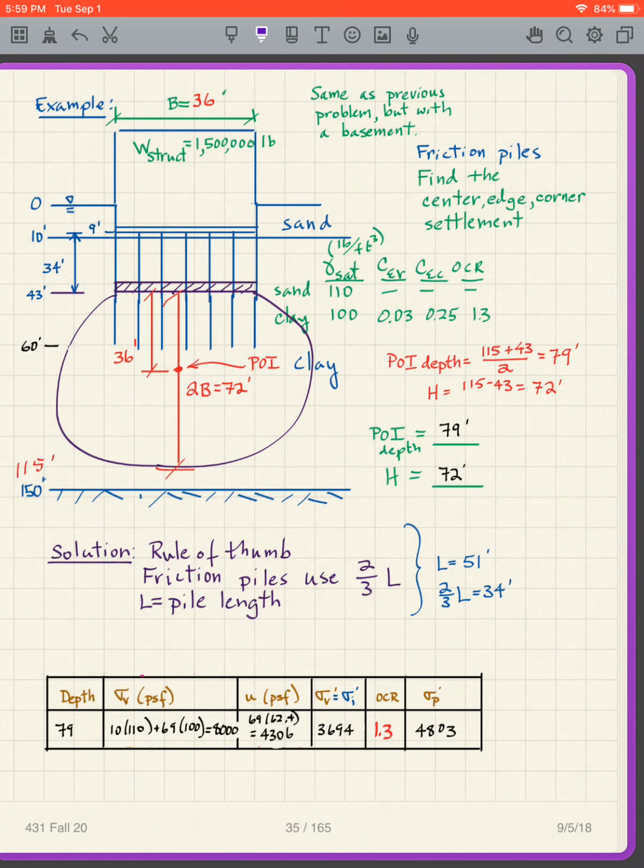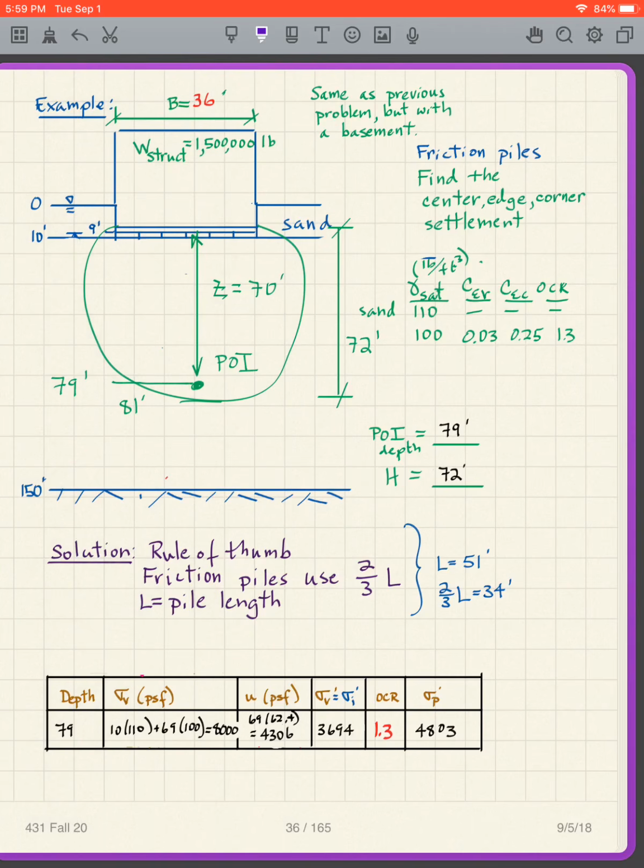beginning of the problem and how we handle the weight of the structure. Remember, the weight of the structure is 1,500 pounds. But how do we handle the basement? What's the effect of the basement? Well, removing the basement gives us another pressure bulb. It sort of gives us a negative pressure bulb. But in other words, here's my pressure bulb for the basement.